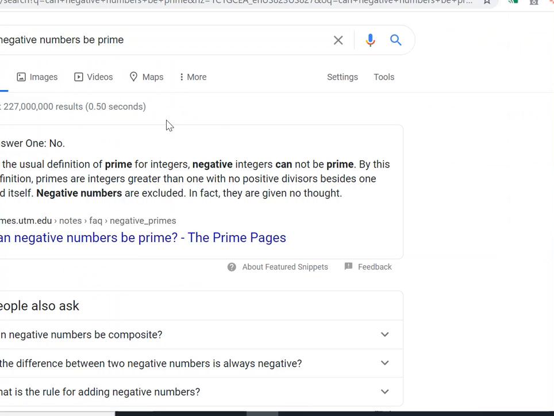The answer is no. So that is a false statement. By the usual definition of prime for integers, negative integers cannot be prime. By this definition, primes are integers greater than 1 with no positive divisor besides 1 in itself. Negative numbers are excluded. In fact, they are given no thought. Well, that doesn't sound fair.